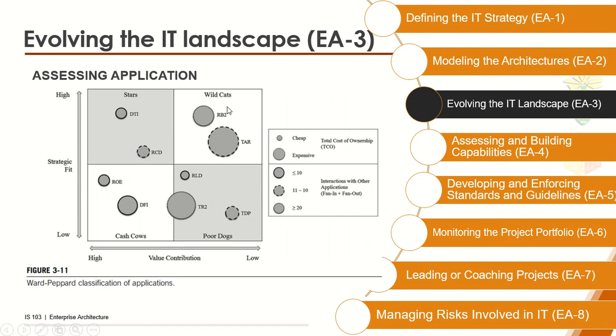We also have the quadrant wildcats. Sometimes they are called question marks. They have a certain potential for future business but do not contribute much to the current business operations. So in a sense, these are prototypes that still have to prove their usefulness. They typically explore how new technologies can help seize new business opportunities. So these are the types of applications that belong to the wildcats.